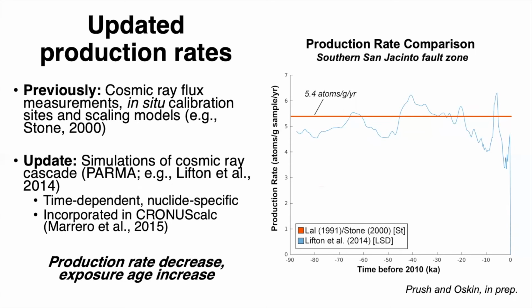In 2014, Lifton et al. published a method for calculating production rates by simulating the cosmic ray cascade. This model provides time-dependent nuclide-specific production rates globally and has been incorporated in the freely available Kronos Calc software package. The general impact of this update is a global reduction in production rate and a corresponding increase in exposure ages.